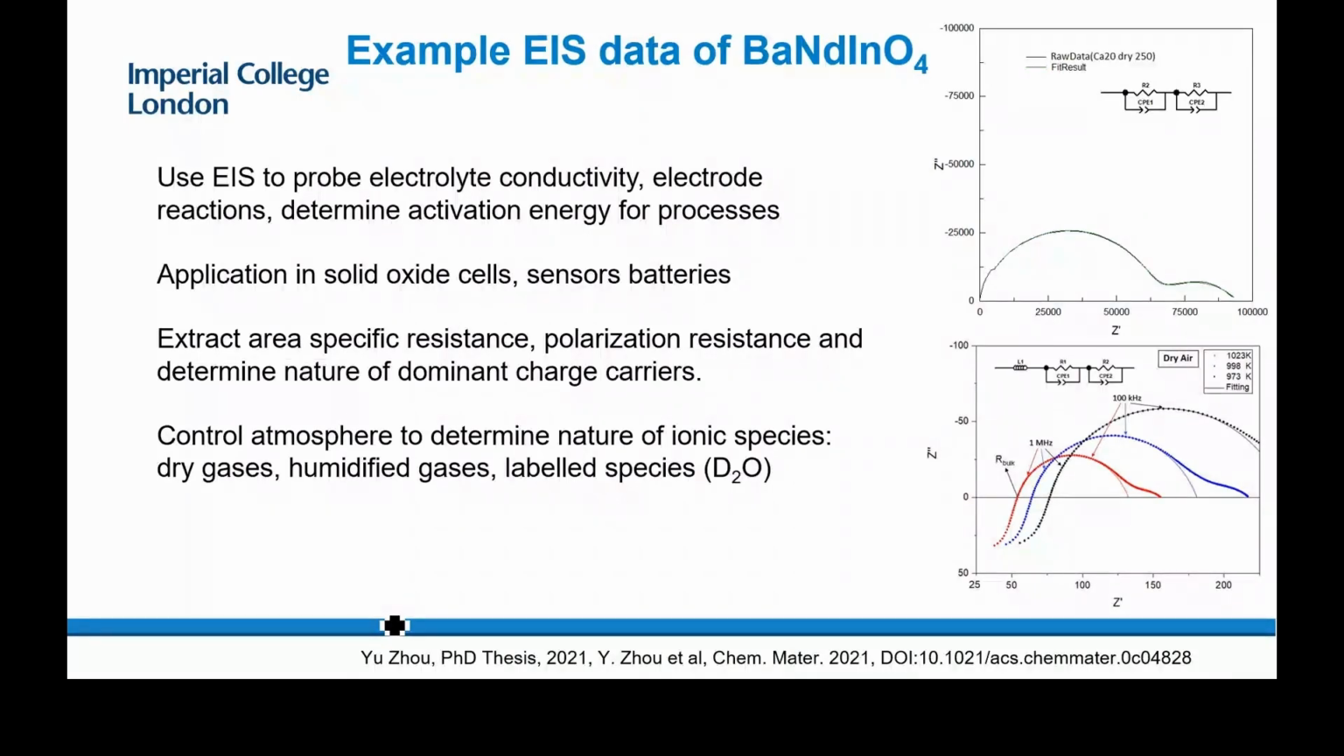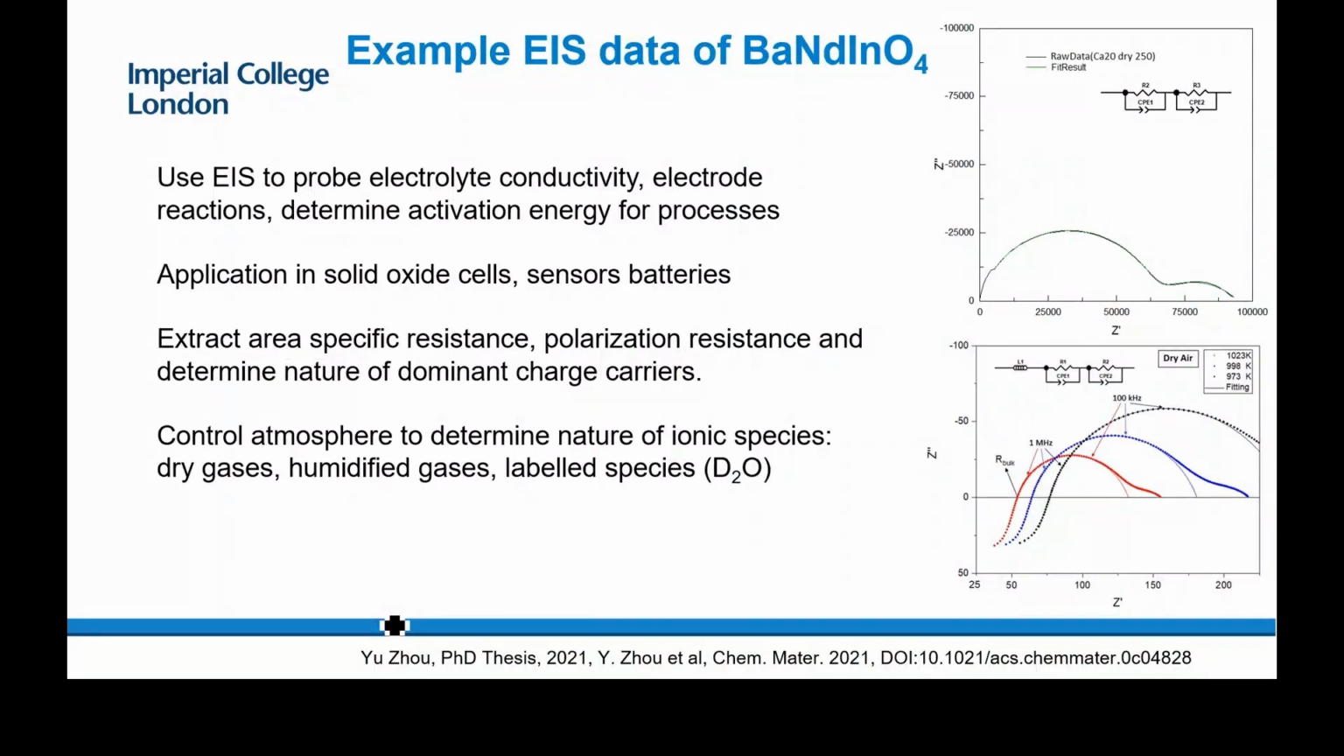So we can start to extract the area-specific resistance. We can also extract the polarization resistance, as I mentioned earlier, by looking at the low-frequency responses and characterizing the fit to that data and how that relates to the electrochemical performance of the high-temperature device. And therefore, as I said, determine the nature of the dominant charge carriers. If we then use controlled atmospheres, we can start to extract whether it's a proton conductor or an oxide ion conductor. It's not unambiguous, but it gives you a pretty good indication.